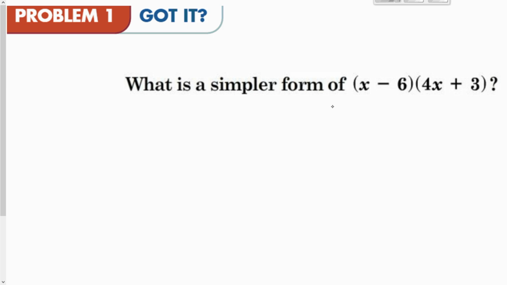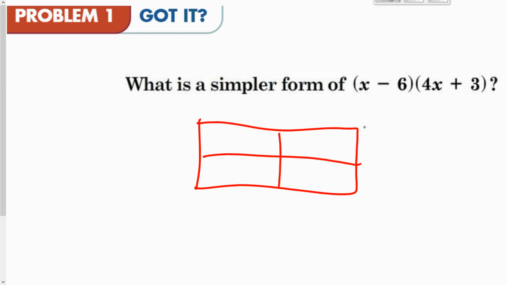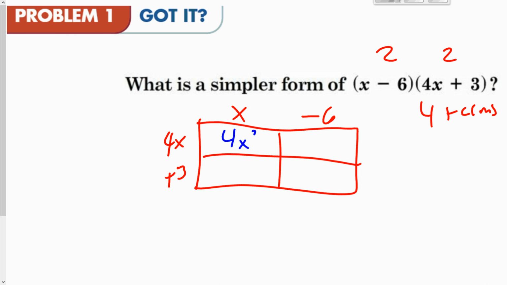Alright, so you can do it in the area model. Again, I have a 2 by 2, so 2 times 2 is 4, so I should have 4 terms. X minus 6 is my length. 4x plus 3 is my width. And here I'm multiplying, so I get a 4x squared, I get a negative 24x, I get a 3x, and I get a negative 18.